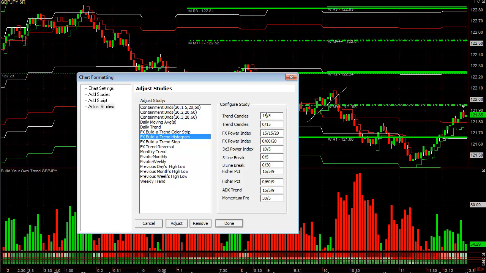I have 15% weighting on 5-minute trend candles, 15% weighting on our power index with the 15-minute bar 20-period average. I'm not using the hourly. 3x3 power index, 10% weighting, 15% on the Fisher, and 15% and 30% on 2 statistical intensity tools. I like to give anywhere from 40 to 50% weighting to tools that measure intensity.